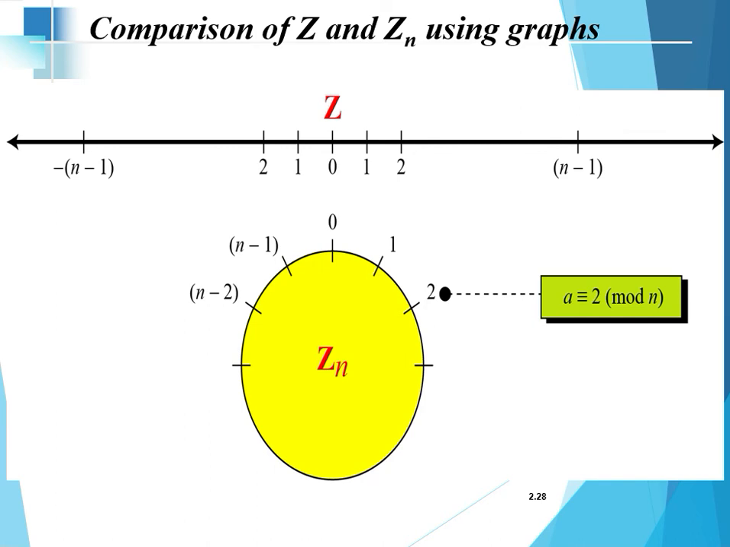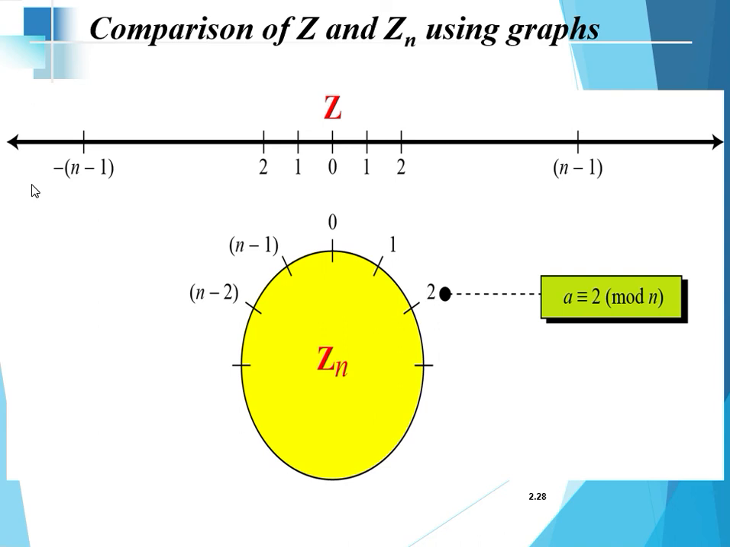The concept of congruence can be better understood with the use of a circle. Let us use a line to show the distribution of integers in Z. Here we can see the distribution going to the positive side for positive numbers, and if we go to the other side we can see the other numbers.